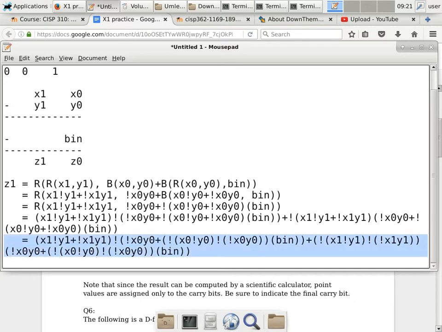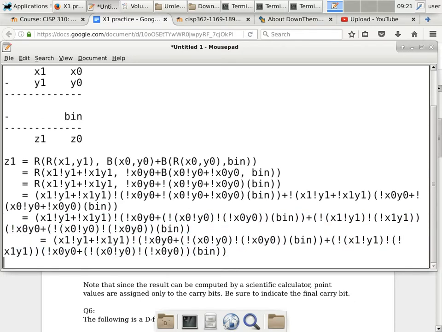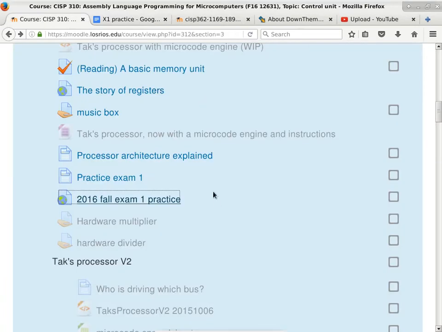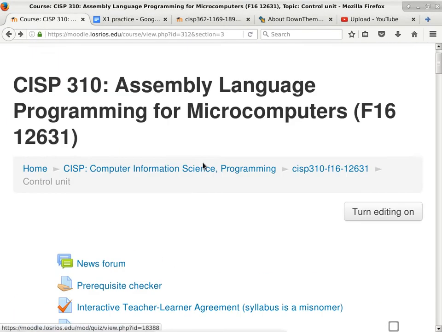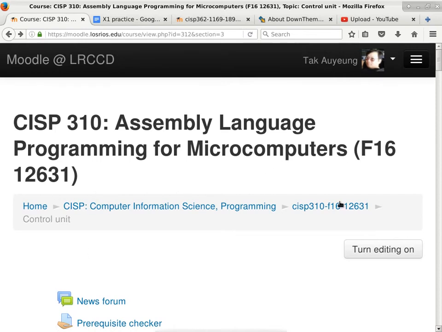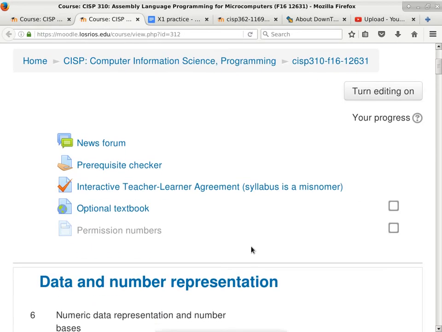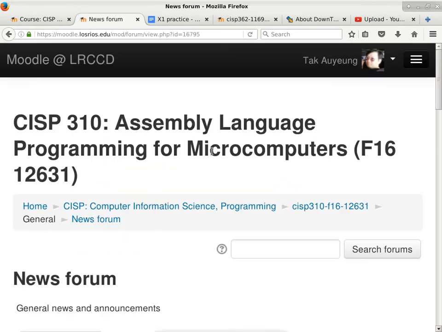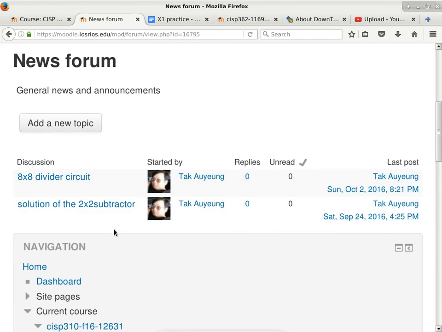How many people know that I have done this part already? Okay. So if you go to the notes here, I think I posted in the forum. For those of you who did not realize that this key is already in the notes or already disclosed, go to the news forum.